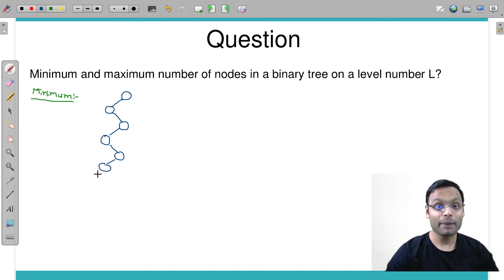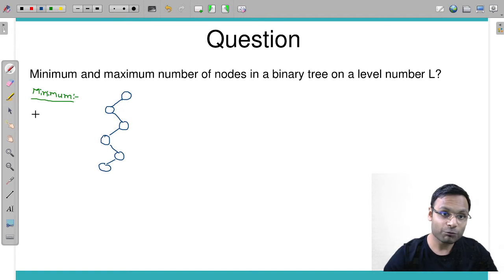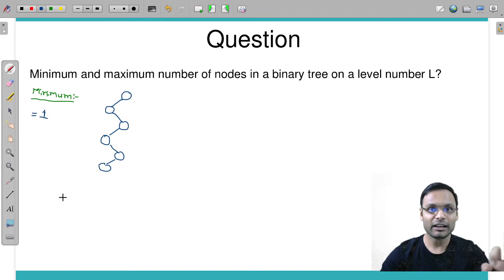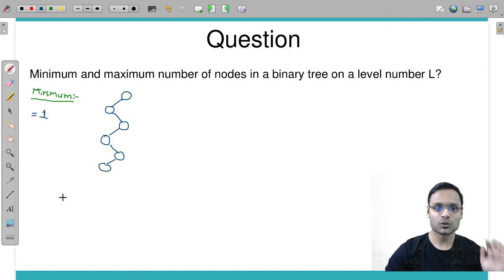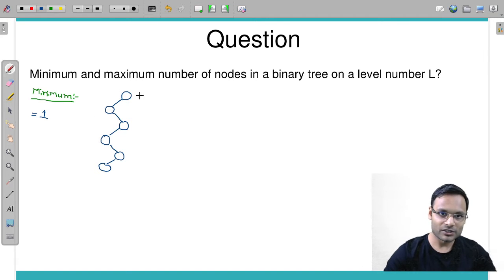Is this example? Yes, sir. So what is the answer for minimum? Answer for minimum is 1. On one particular level, minimum number of nodes possible is 1. So level number 0 is having one node. 1, 2, 3, 4. 0, 1, 2, 3, 4, 5.